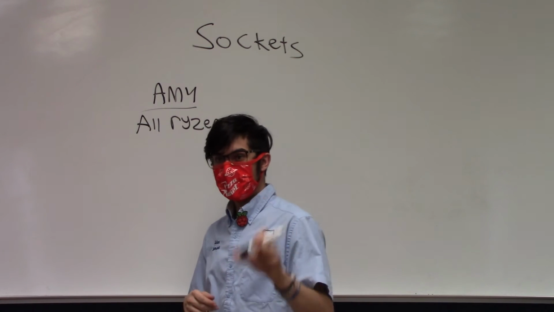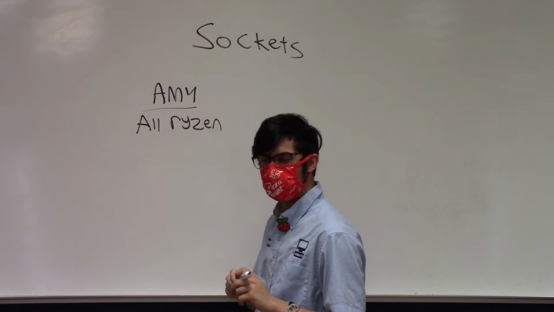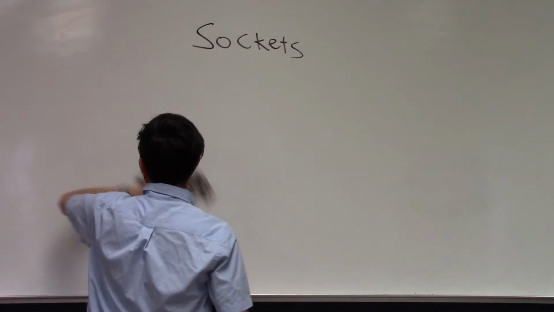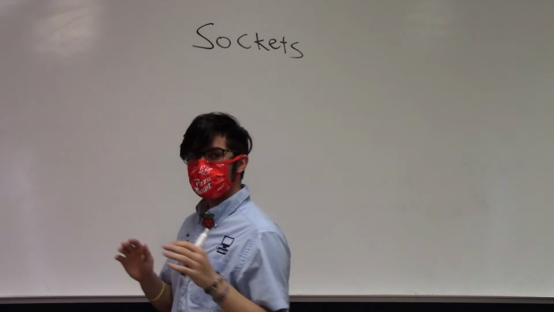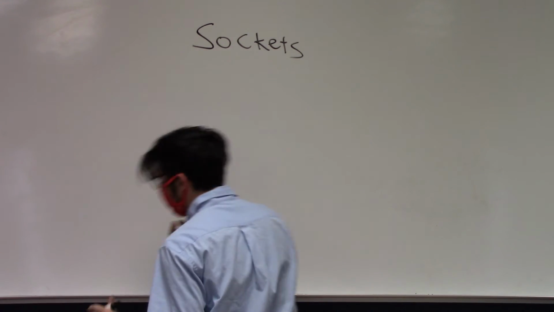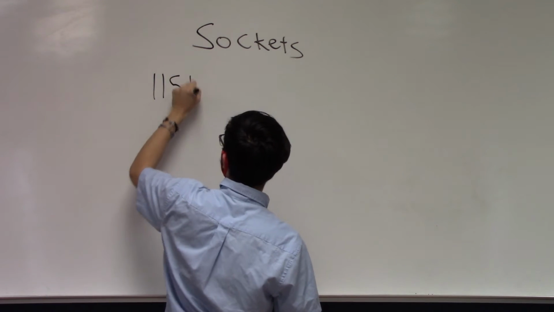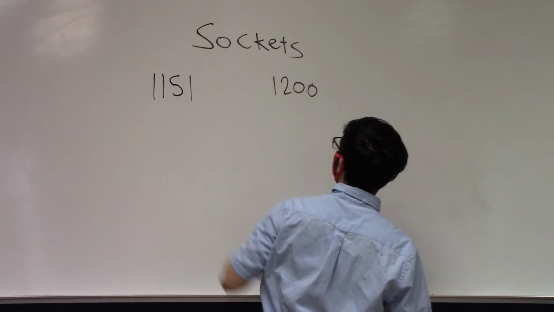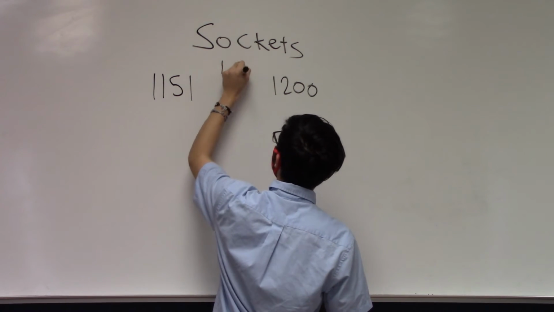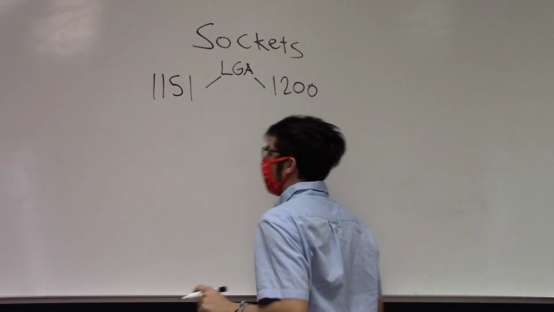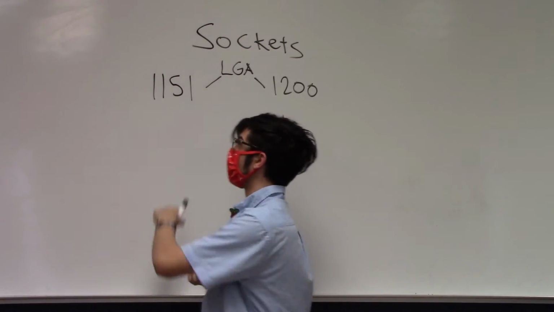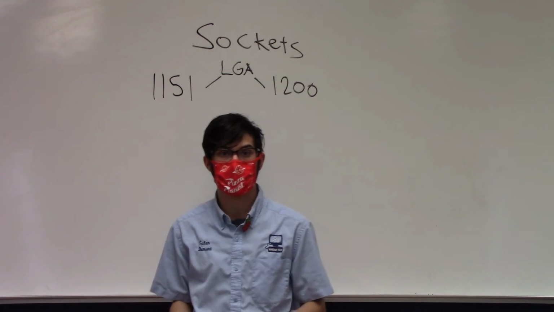Now, Intel is a little bit more complicated than that. I'm going to erase this so I can have more space. So Intel, the most recent chipset sockets are the 1151 and the 1200, and they are actually called LGA. They're called LGA 1151 or LGA 1200, or just 1151. There's a bunch of different ways to say it.